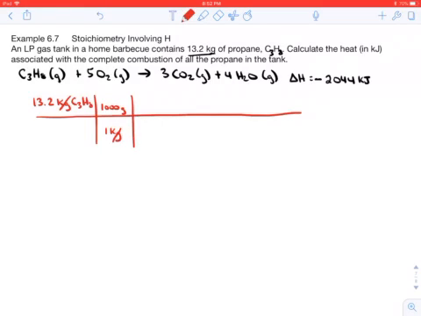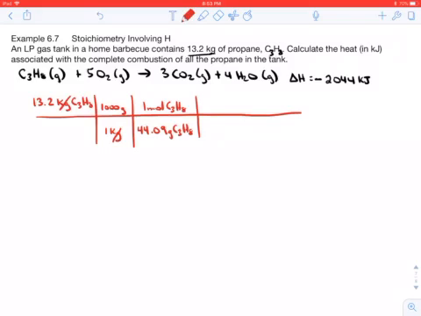And now we can go from grams to moles by dividing by the molar mass. The molar mass of propane is 44.09 grams of C3H8, and that's equal to 1 mole of C3H8. And remember how we found that: we took 3 times 12, which is carbon's atomic mass, plus 8 hydrogens, which are about 1. So that gives us right around 44.